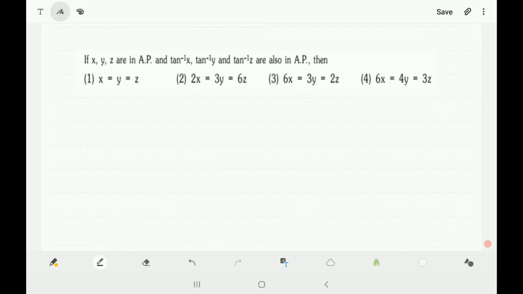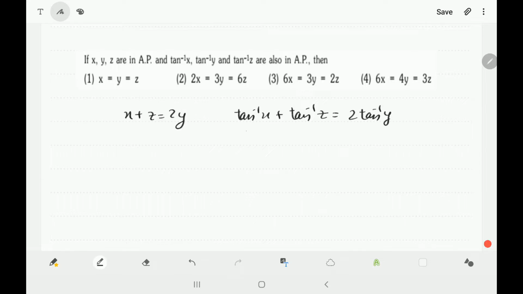If x, y, z are in AP and tan inverse x, tan inverse y, tan inverse z are also in AP, then we have to find the ratio between x, y and z. Because x, y, z are in AP, we can write x plus z is equal to 2y. Also tan inverse x, tan inverse y and tan inverse z are in AP, so we can write tan inverse x plus tan inverse z is 2 tan inverse y.